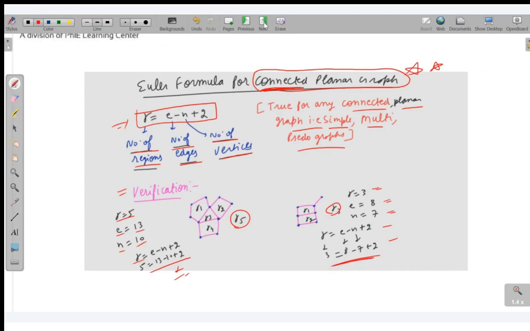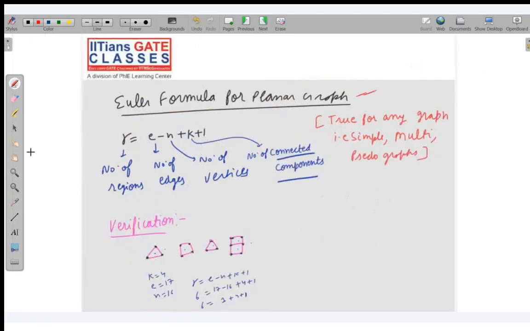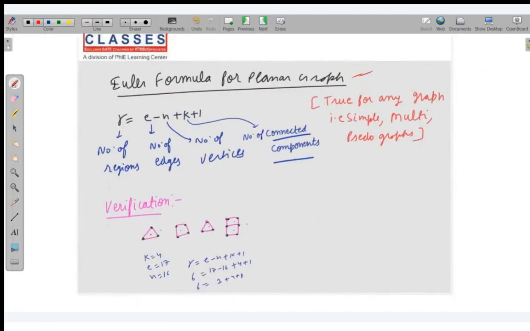Yes, sir. Okay. So next is the Euler formula for a planar graph. Now here the word connected is missing. Connected is missing means it can be disconnected also. Disconnected means now connected components will come into the picture. Because it is disconnected, the connected components will be more than one. So connected components will now come into the picture.